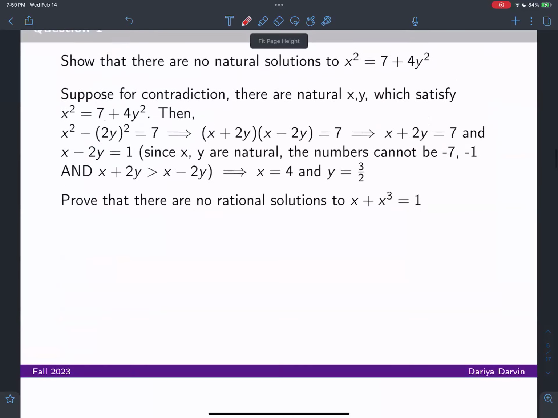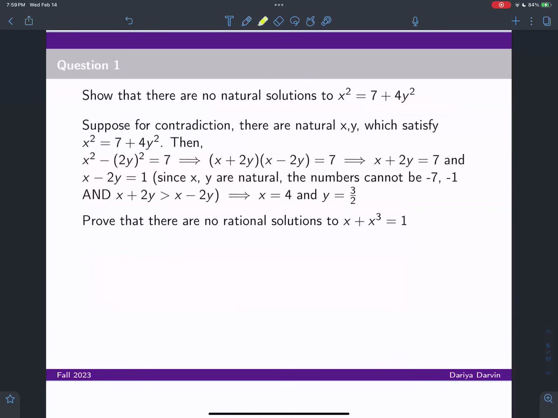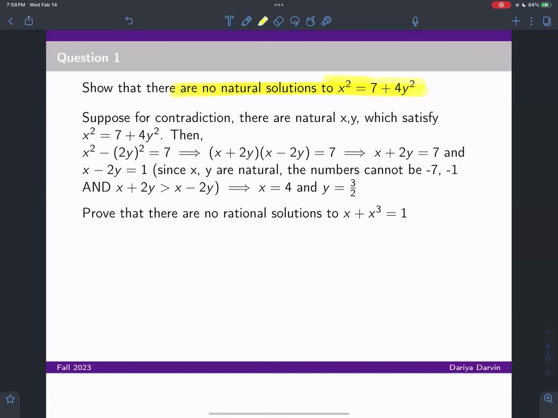I'm not doing the full question. I just want you to see this type of question, another very common contradiction question that comes up, which is: show there are no natural solutions. Rational versus natural versus no real, all of them look like very similar questions, but how you do them is very different. Generally for no natural, again, it's going to be proof by contradiction. Assume there is a natural solution.